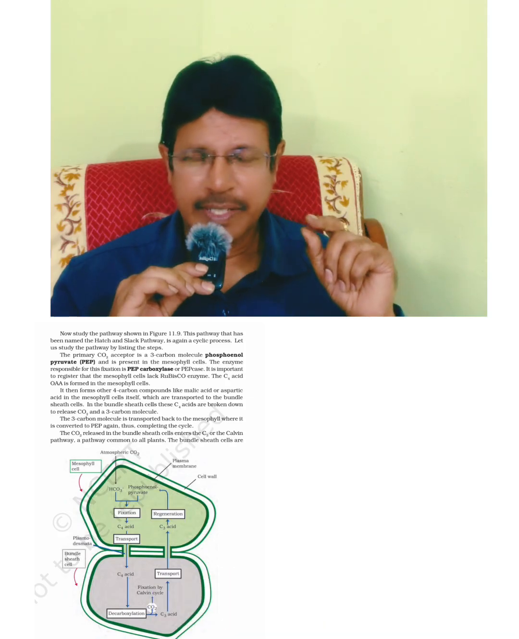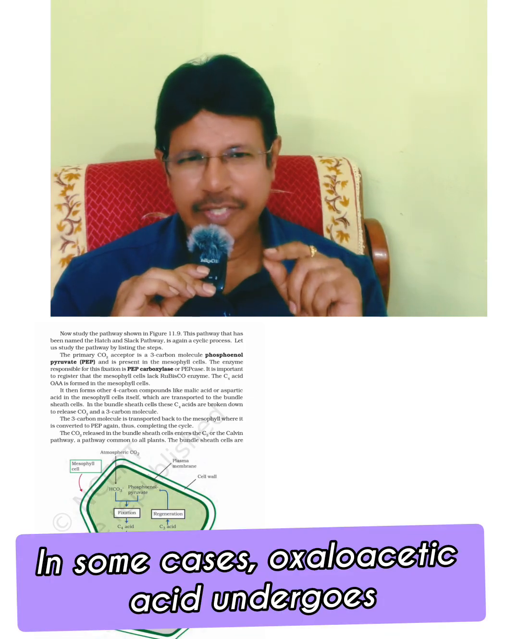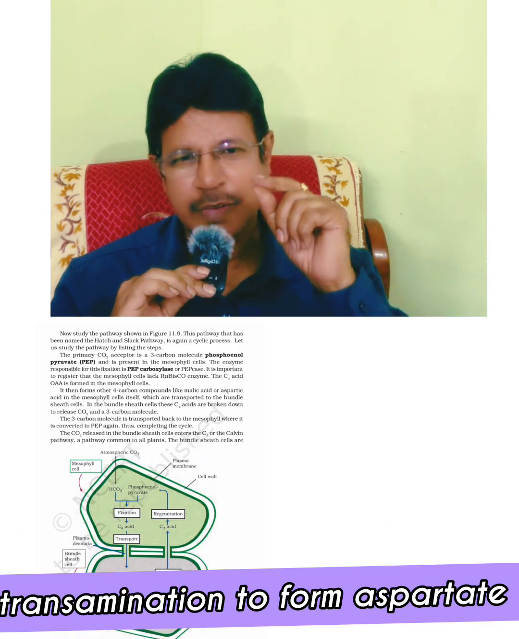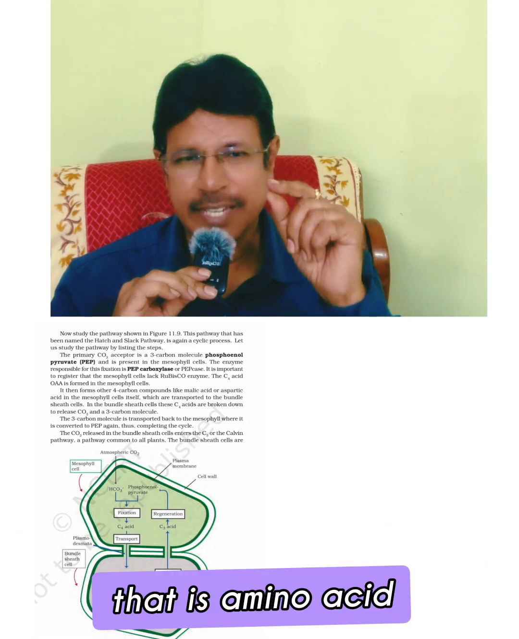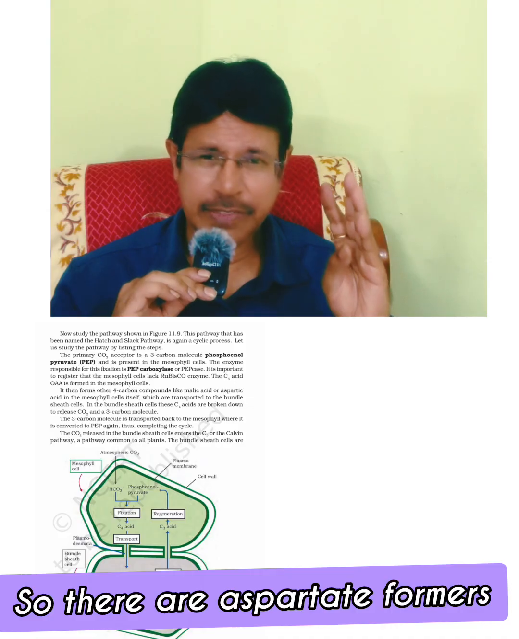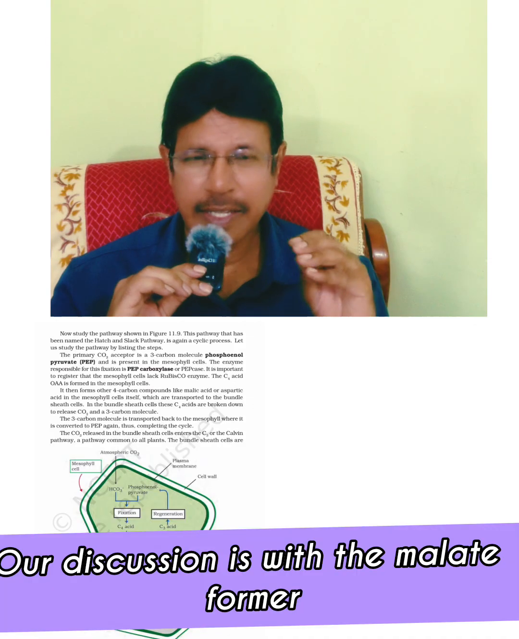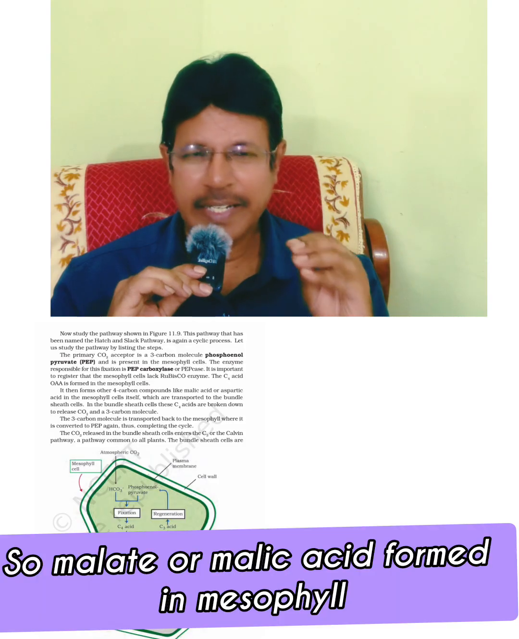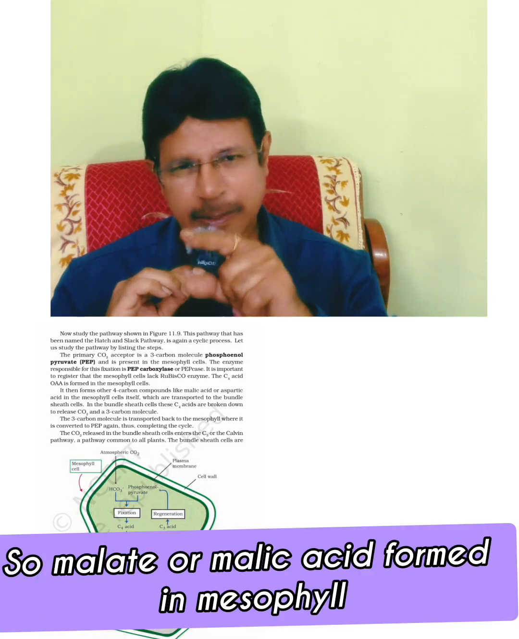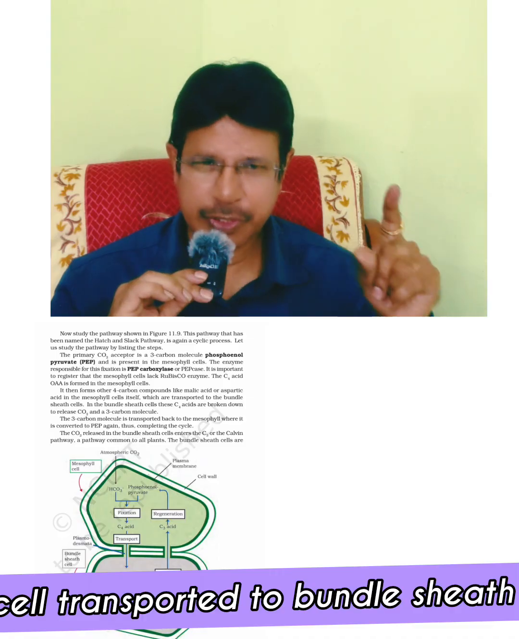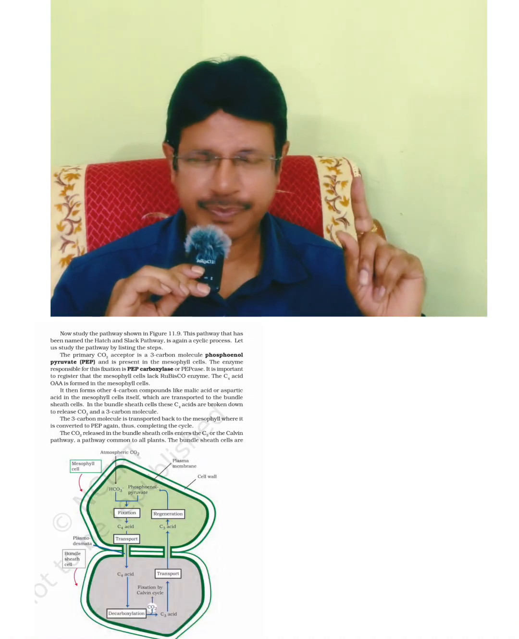malic acid. In some cases, oxaloacetic acid undergoes transamination to form aspartate, that is an amino acid. So there are aspartate formers and malate formers. Our discussion is with the malate former. So malate or malic acid formed in the mesophyll cell is transported to the bundle sheath cell.